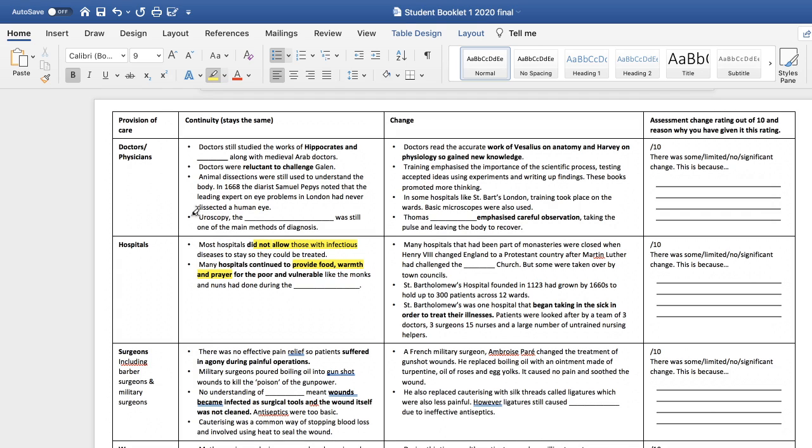For the poor and the vulnerable, like the monks and nuns had done during the, obviously that's going to be Middle Ages. Okay, so far we know some things have stayed the same. They do provide food, they do provide warmth, they do still believe in doing some prayer. Let's continue. Let's have a look at the change.